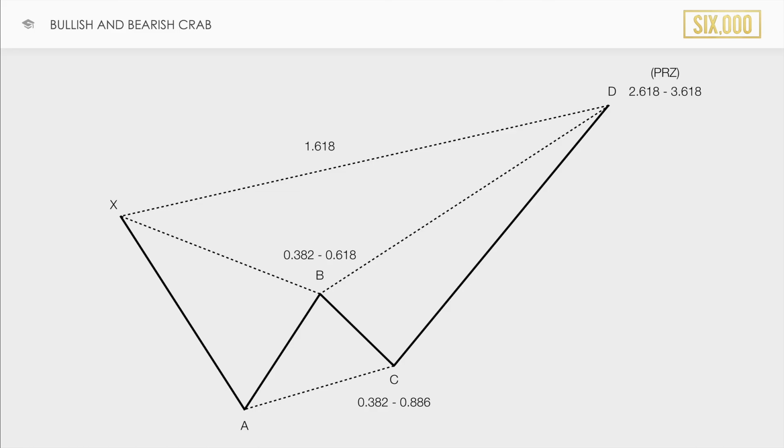It sets up the D point in the potential reversal zone, and we're just looking to confirm the BC projection and the XA measurement in that potential reversal zone. And just like with all of the other structures, there is an additional measurement, and this won't be defined until a later point. So let's head back onto TradingView for the final time today, and we'll cover the bullish and bearish crab.